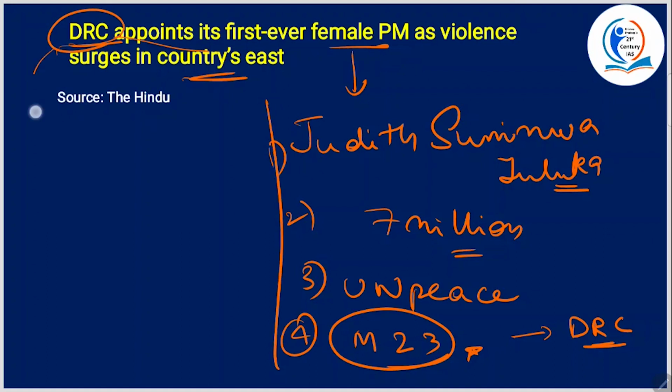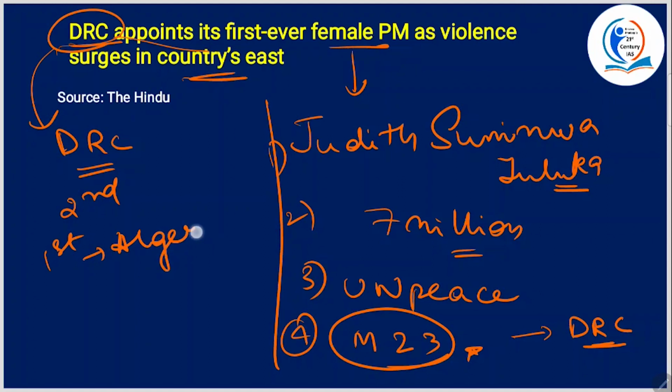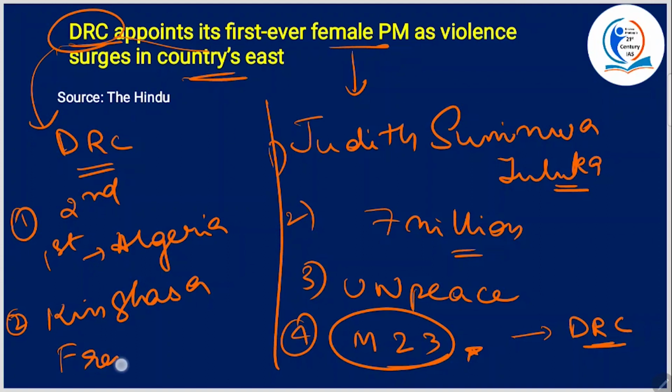Now coming to some basics about Democratic Republic of Congo. By land area, DRC is the second largest country in Africa. Now, what is the largest country in Africa? It is Algeria. All right. And what is the capital of Democratic Republic of Congo? Kinshasa. And what is the official language of Congo? It is French.